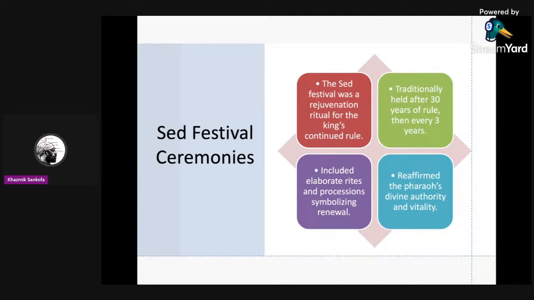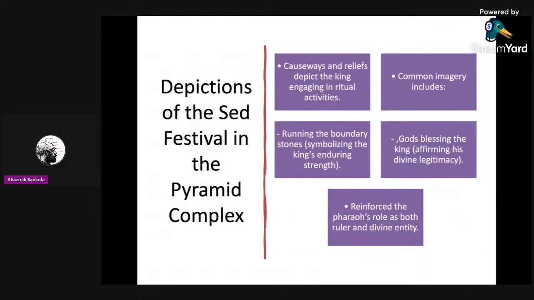You know, it's basic cultural celebration of any indigenous people. Now, the said festival inside the pyramid complex. So I really see what I might have to do when I give this is have pictures to accompany these descriptions, right? So the causeways and the reliefs depict the king engaging in the ritual. And then we can see this ritual outlined on the boundary stones. And it reinforced the pharaoh's role as both ruler and as a divine entity.